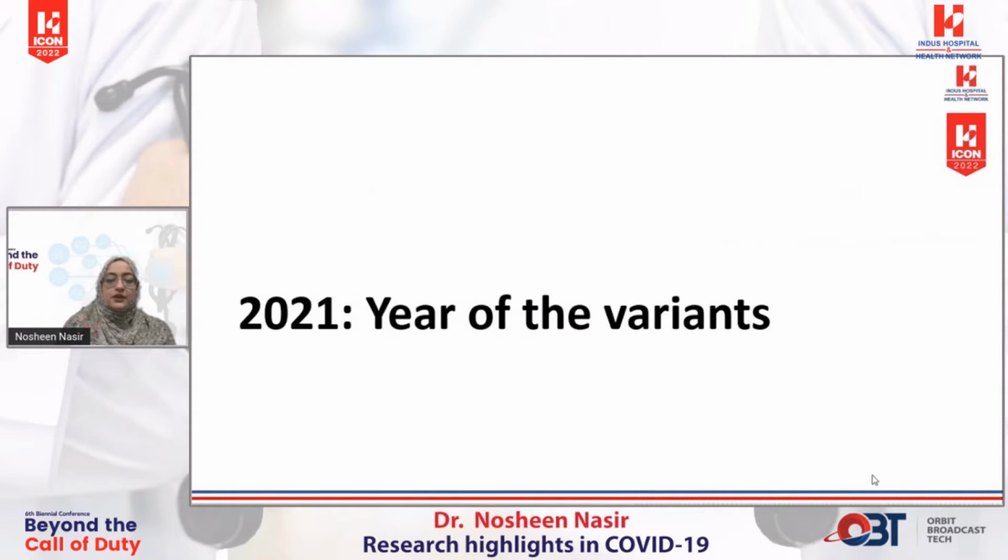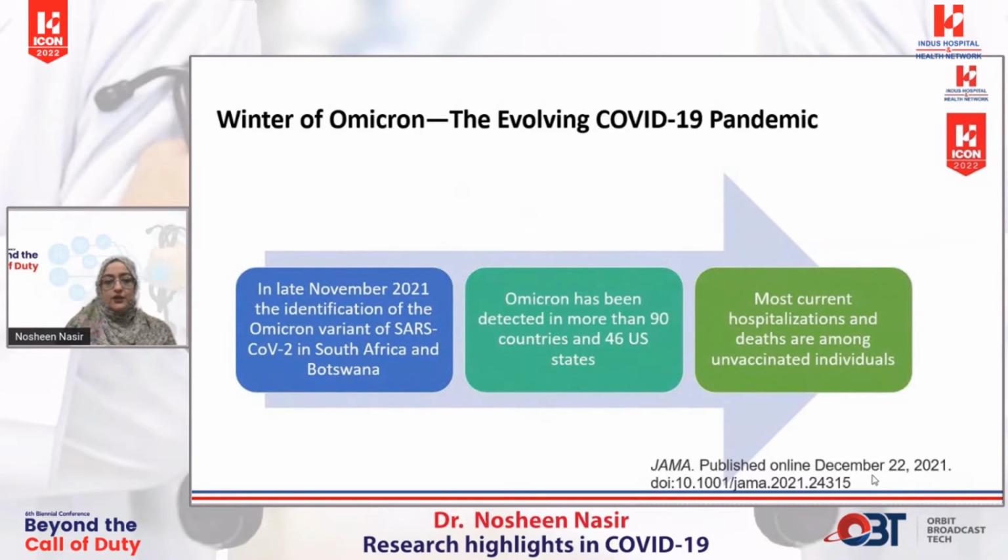2021 was also considered the year of the variants. There is a recent article, The Winter of Omicron, the Evolving COVID-19 Pandemic. In late November 2021, the Omicron variant of SARS-CoV-2 was identified from South Africa and Botswana. So the first few cases were reported from there. Since then, it has been detected in more than 90 countries and 46 US states. Most of the current hospitalizations and deaths are among unvaccinated individuals, but that does not mean that those who have been vaccinated have been completely spared.